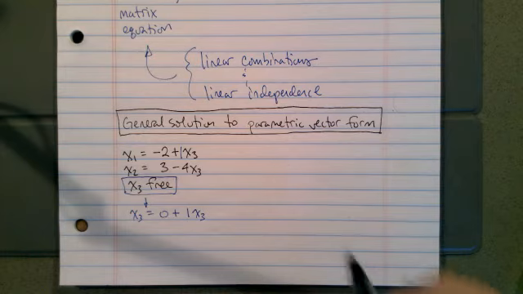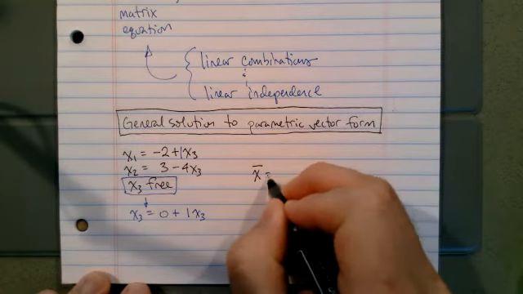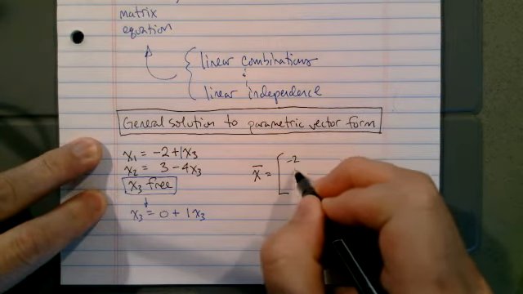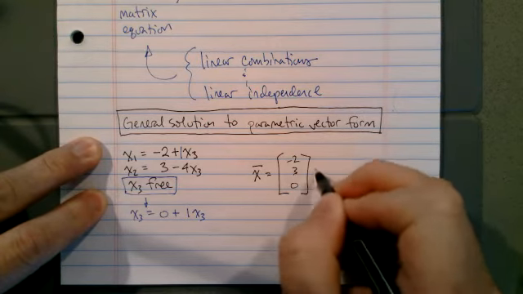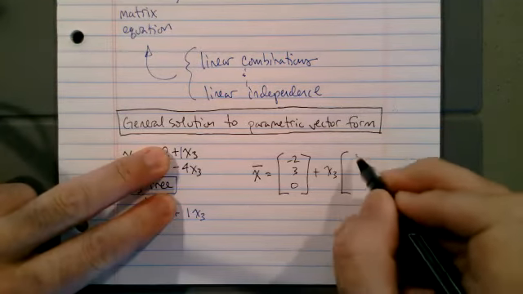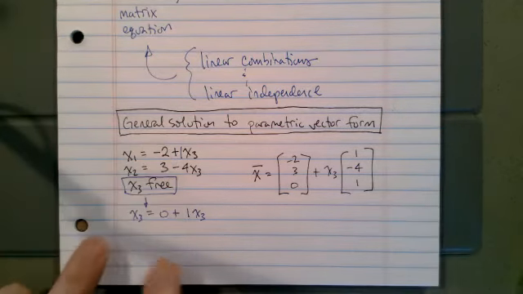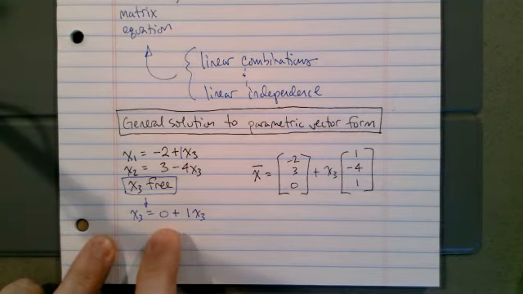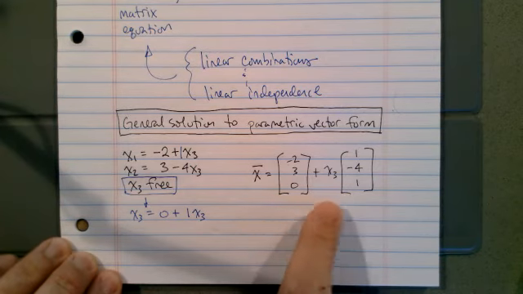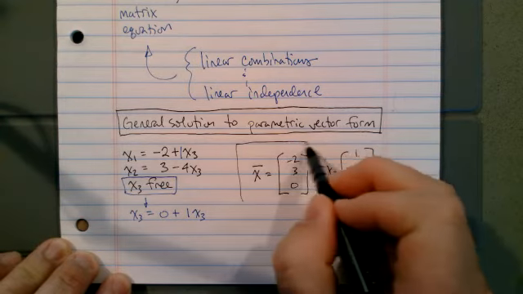So we can write this as a single vector x. We can say the solution x looks like this constant vector, -2, 3, 0, plus x3 times the coefficients, 1, -4, and 1. Because we're reading x3 is free as x3 being 0 plus 1 x3. And so here is the parametric vector form. x3, the free variable, is the parameter in the parametric vector form name.